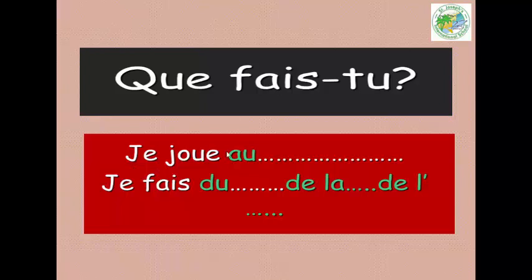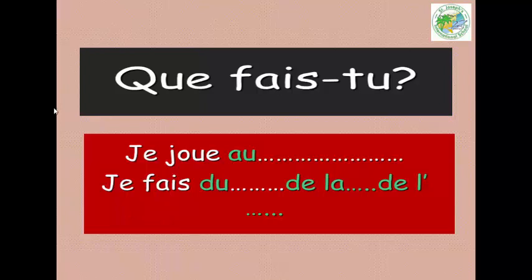Je joue au, and then write the sport that you're practicing right now. Or je fais du, de la, de l'apostrophe, if you're practicing or you're having a training on this kind of sports. So the difference between je joue au football et je fais du football, it's the meaning of how many times do you practice. When I'm saying je joue au football, it means I'm playing right now or I'm playing every now and then. But je fais du football, it means that I'm fond of it, I like it, I have a training, I have a trainer.